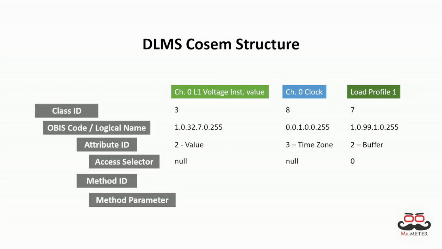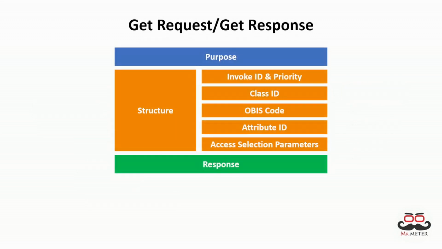Okay, now let's delve deeper into the GET, SET, and ACTION requests. The main thing about all these request types is that they come with a request and response, meaning that you have a request and the meter, or the server, responds to you with the value you wanted or with the result you wanted. This is the basics of connection-oriented services in telecommunications.